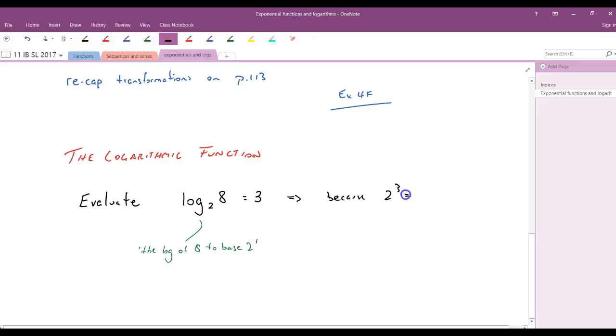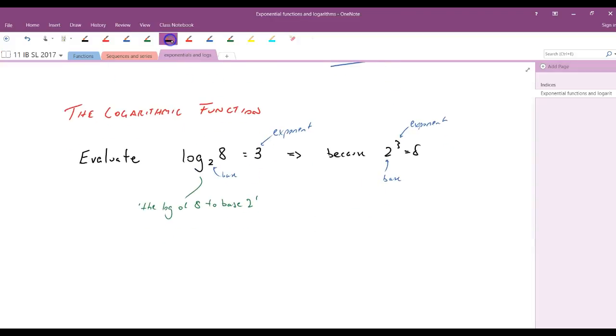2 cubed equals 8. If I break this down, this is called my base and this is my exponent. What we've got is that our exponent is the subject of the logarithm, and a logarithm has a base. In this case it's 2, and the base here holds across there to 2. So it's this base to this exponent equals this number here.